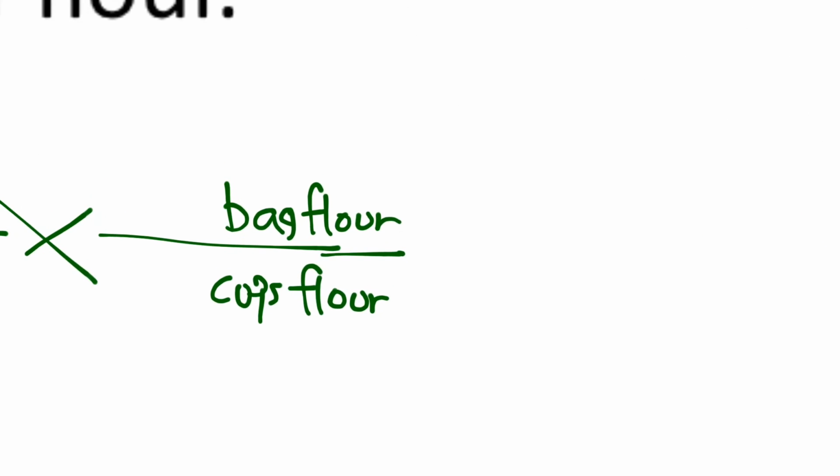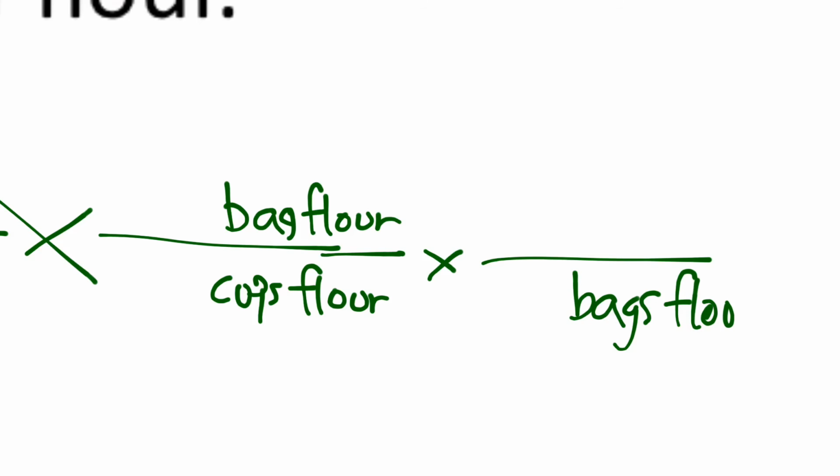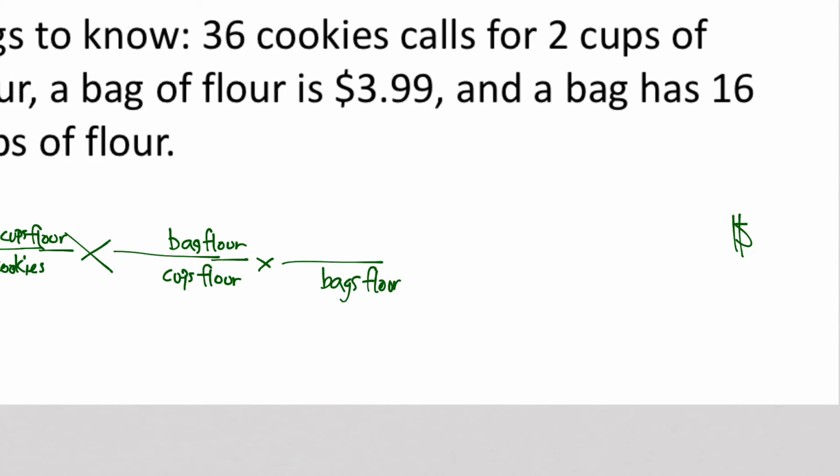And so they keep trying to read English, math, English, math, English, math, and they get exhausted and confused. Now, I don't have anything with bags of flour to equal money. I don't have money, what I'm trying to find. So I put bags of flour on the bottom because you need to have stuff in the top cancel out stuff in the bottom. Now, do I have a relationship of bags of flour to money? Of course I do. Given as $3.99.